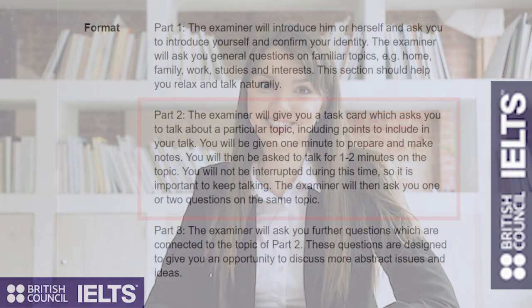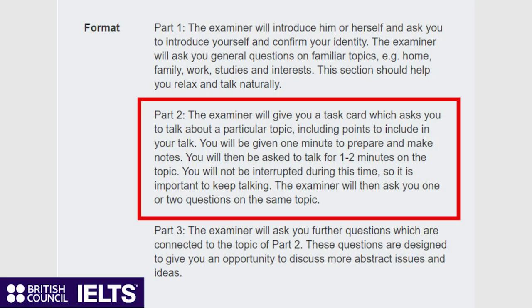So what does the examiner expect of you, the candidate, in part 2 of the IELTS speaking test? According to the British Council website, the examiner will give you a task card which asks you to talk about a particular topic, including points to include in your talk. You will be given 1 minute to prepare and make notes. You will then be asked to talk for 1 to 2 minutes on the topic. You will not be interrupted during this time, so it is important to keep talking. The examiner will then ask you 1 or 2 questions on the same topic.